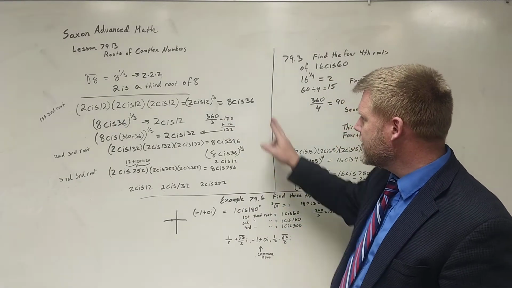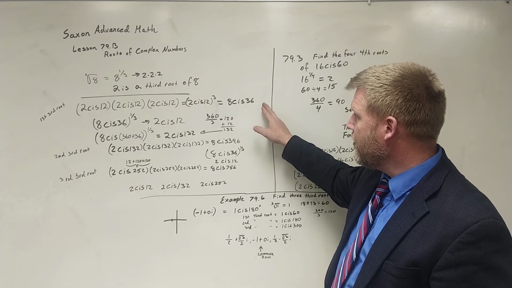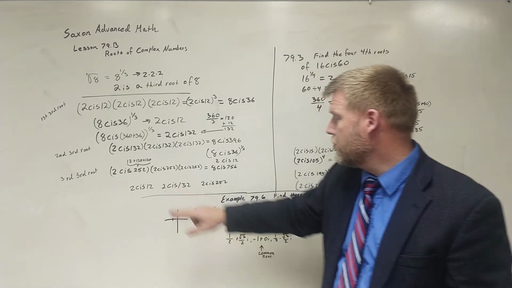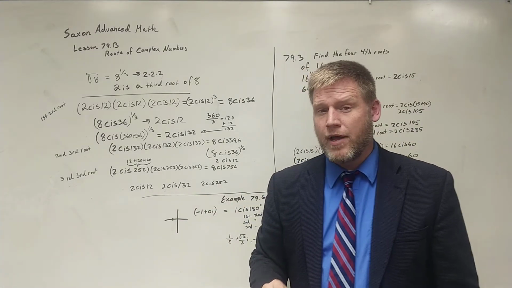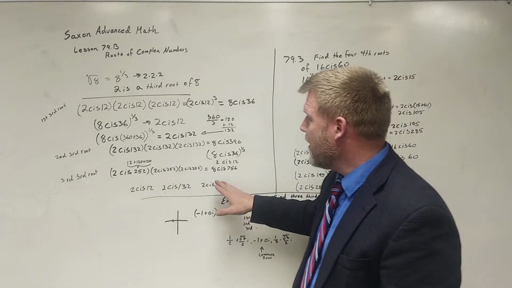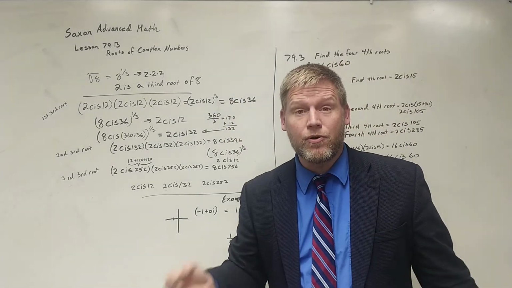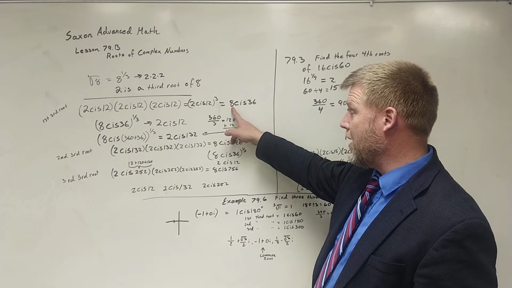So if I look at it and say 8 CIS 36 actually has 3 roots. 1, 2, 3. Here they are. 2 CIS 12, 2 CIS 132, and 2 CIS 252. Now, how do I come up with these roots? There's an easy way to do this, and we're going to say if I just was given this problem here to begin with and said find the 3 roots. Okay, well, all right, I'm going to say 8 to the 1/3 power, right?